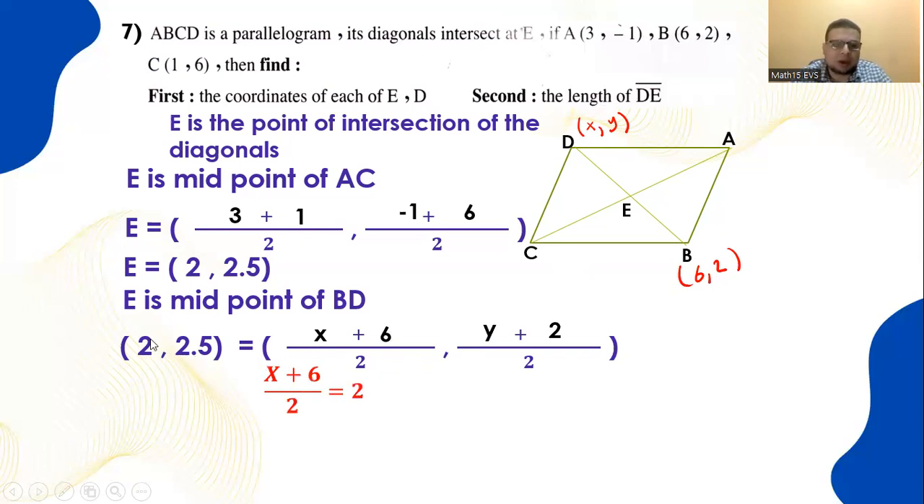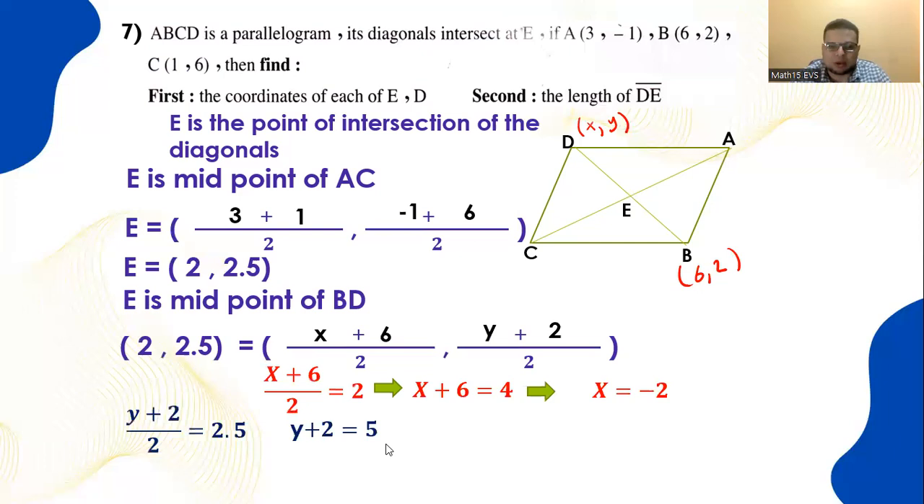X plus 6 divided by 2 equals 2. 2 times 2 is 4. So x plus 6 equals 4. So x equals 4 minus 6, which is negative 2. And y plus 2 over 2 equals 2.5. So you can multiply 2 and 2.5. You will get y plus 2 equals 5. So y equals 5 minus 2, which is 3. So you have x and y now, negative 2 and 3. So D is negative 2 and 3.